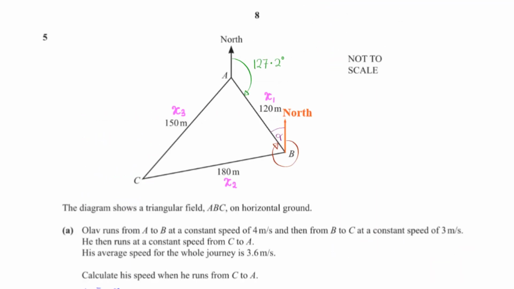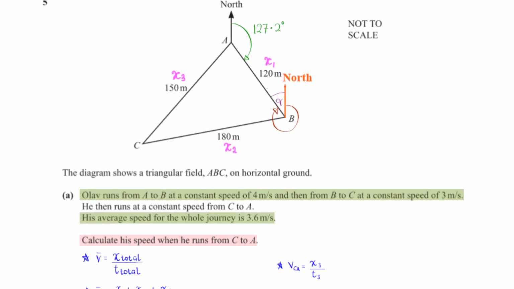The diagram shows a triangular field ABC on horizontal ground. Olaf runs from A to B at a constant speed of 4 meters per second and then from B to C at a constant speed of 3 meters per second. He then runs at a constant speed from C to A. His average speed for the whole journey is 3.6 meters per second. Calculate his speed when he runs from C to A.